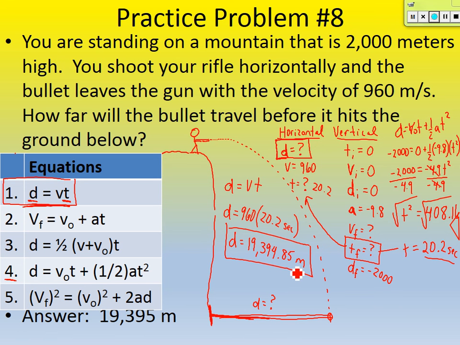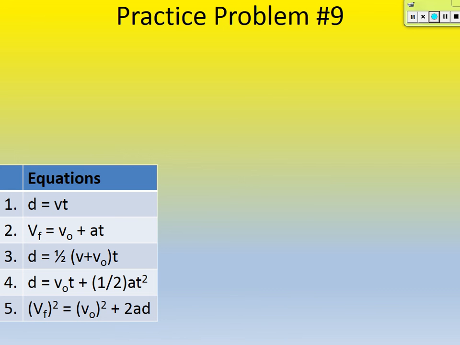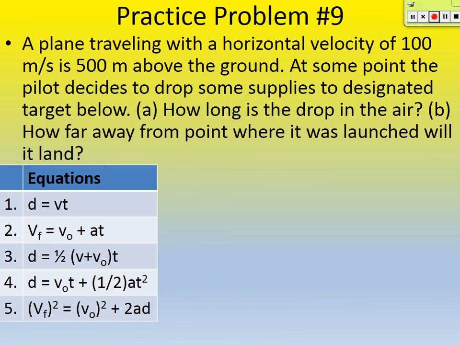Okay, let's see if we got it right. 19,395. Yeah, if we round that 0.85 up, we're right on. So, good job. I've got one more practice problem for you to try with this type of problem. Practice problem number 9. Let's read it. A plane traveling with a horizontal velocity of 100 meters per second is 500 meters above the ground. At some point, the pilot decides to drop some supplies to a designated target below. A, how long is the drop in the air? And B, how far away from the point where it was launched will it land?